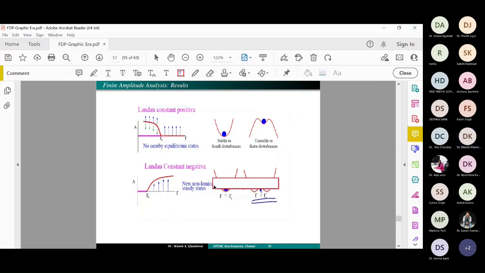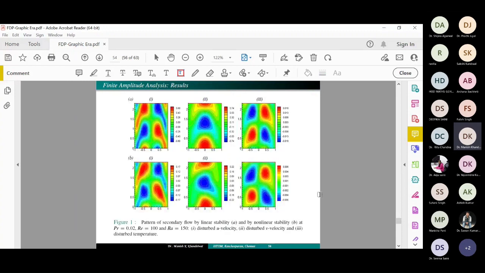So after using this theory, I show some results. What is the major advantage and disadvantage of the linear stability theory? Picture one is calculated by the linear stability theory, with respect to the flow features. Picture two is calculated by the weakly non-linear stability theory.